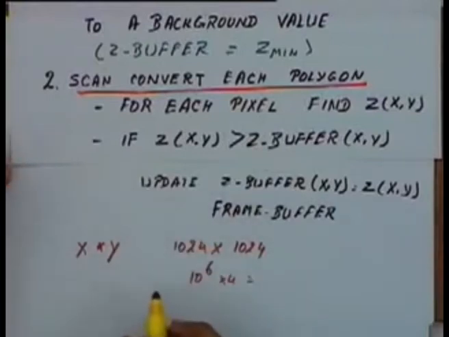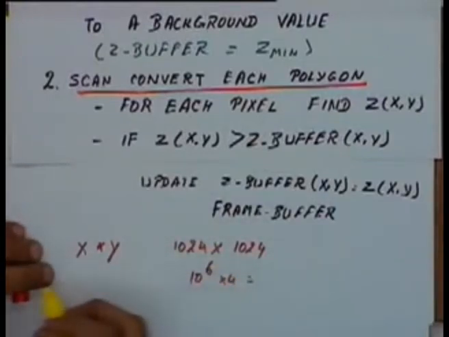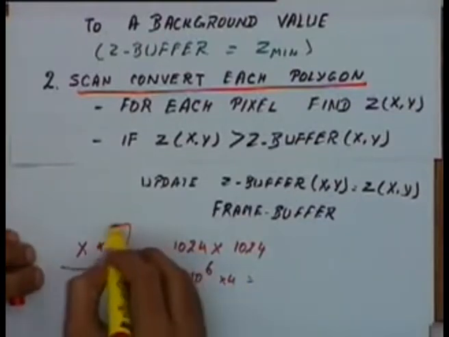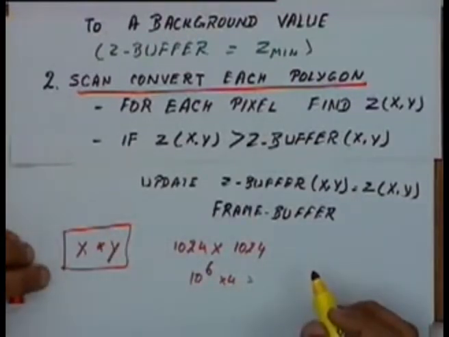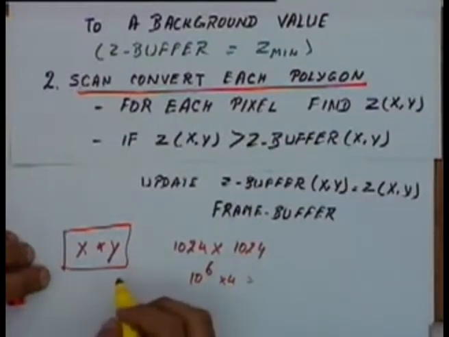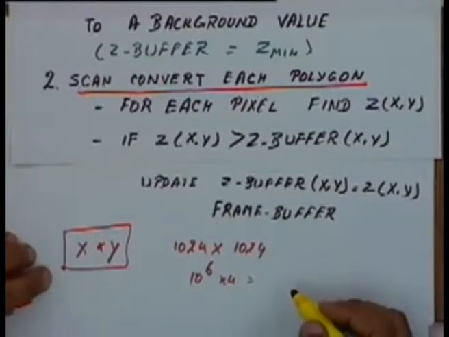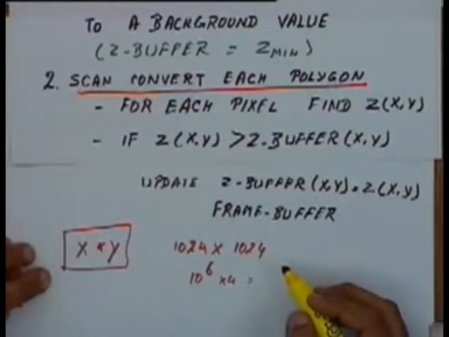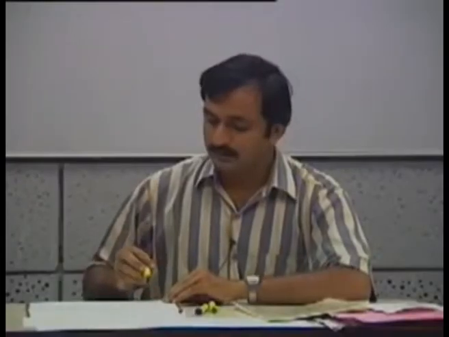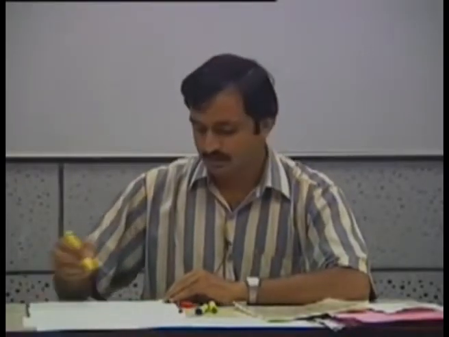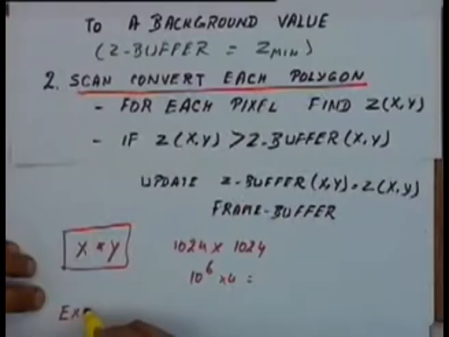Okay, so in this algorithm the space involved is very large. The space involved is proportional to x times y, and is typically of the order of a few megabytes, especially with high resolution screens. And we have to scan convert every polygon, so it is expensive in terms of time.